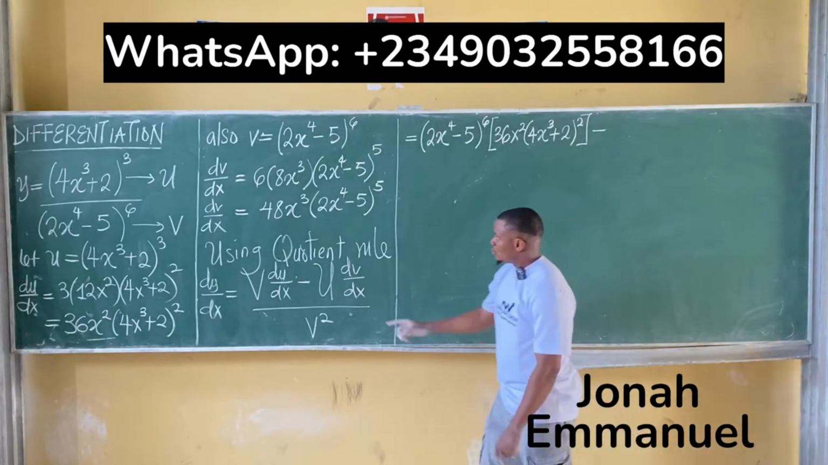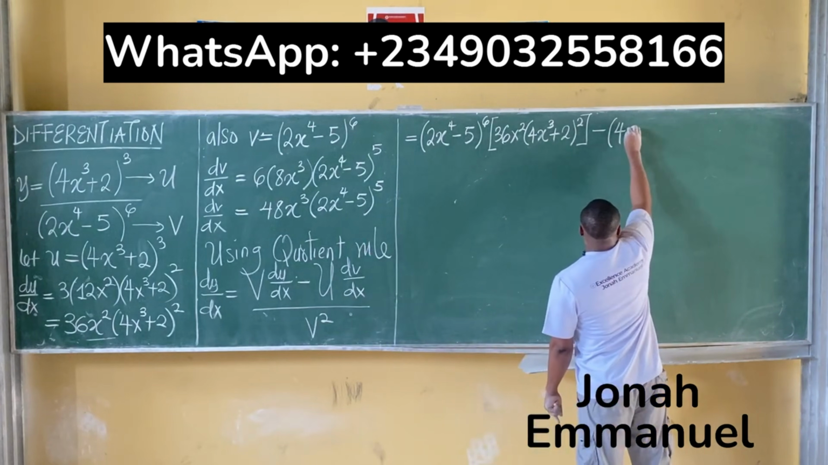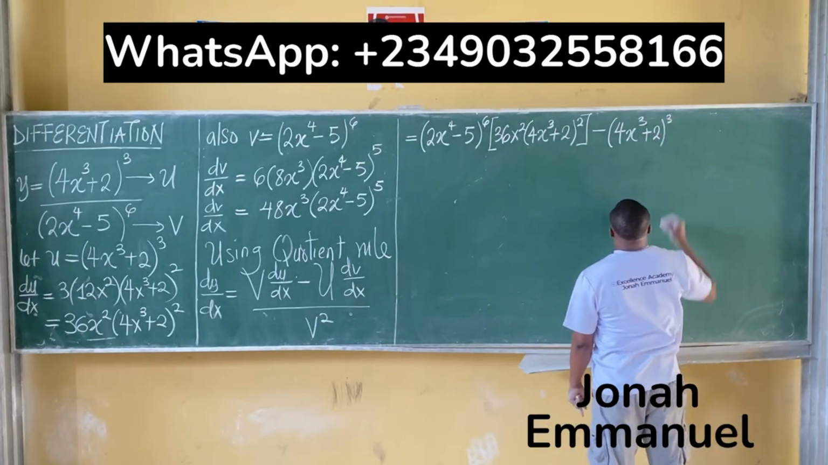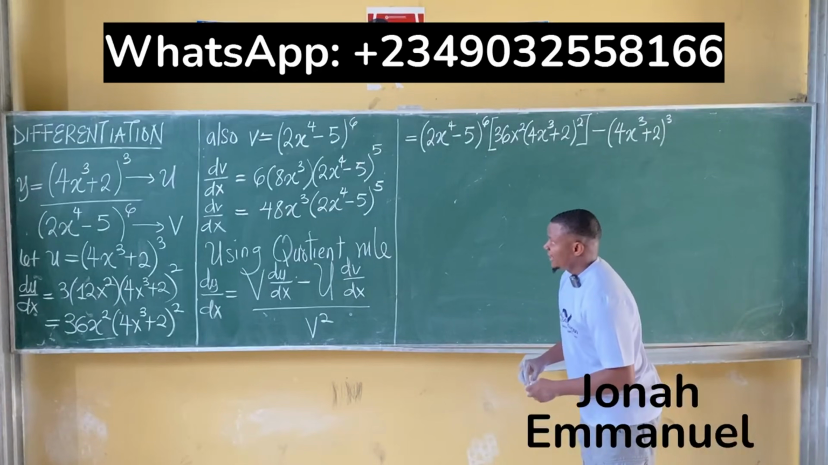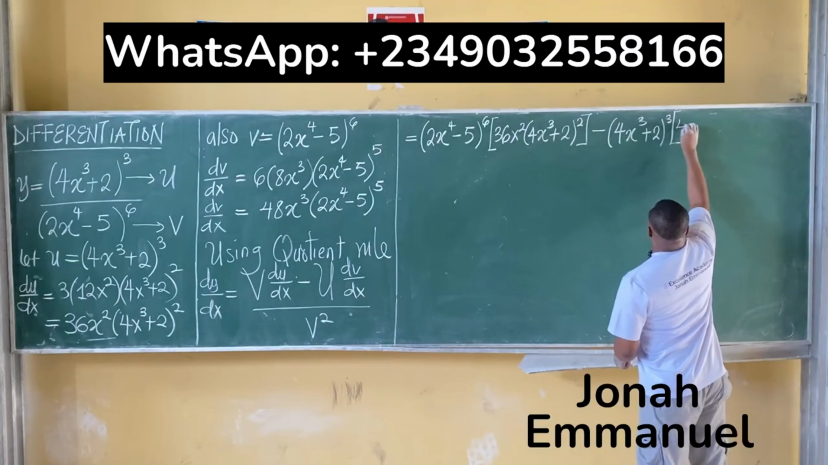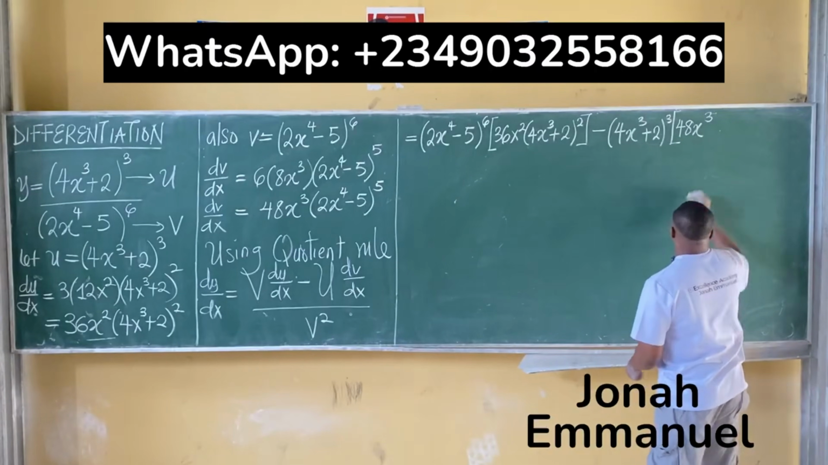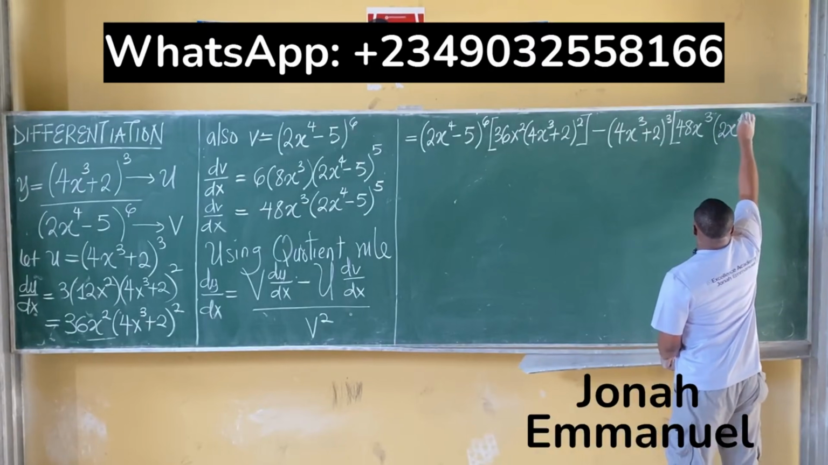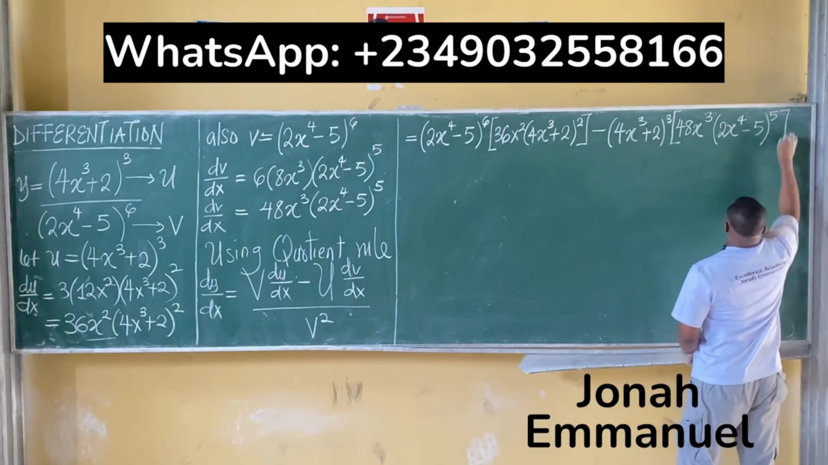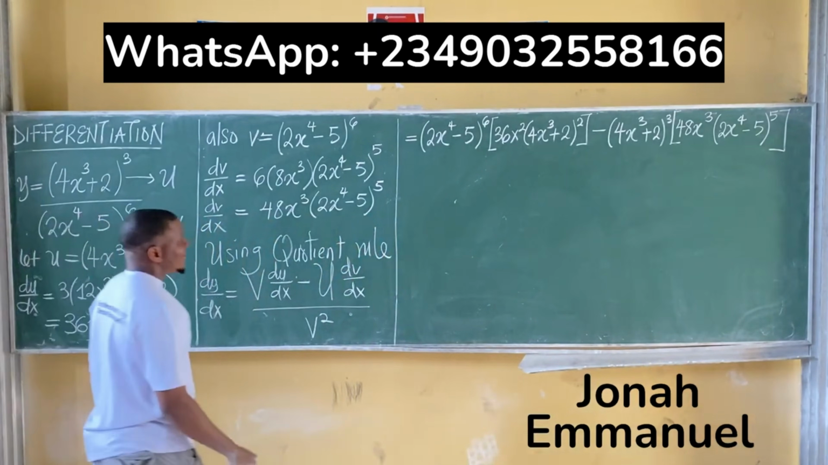Minus u. What's u? (4x cubed plus 2) to the power what there? 3. This into the dv/dx. So I'm going to use a square bracket. 48 what? x to power 3 or x cubed into (2x to power 4 minus 5) to power 5. Very lovely looking numerator. What do you think? Lovely looking numerator.